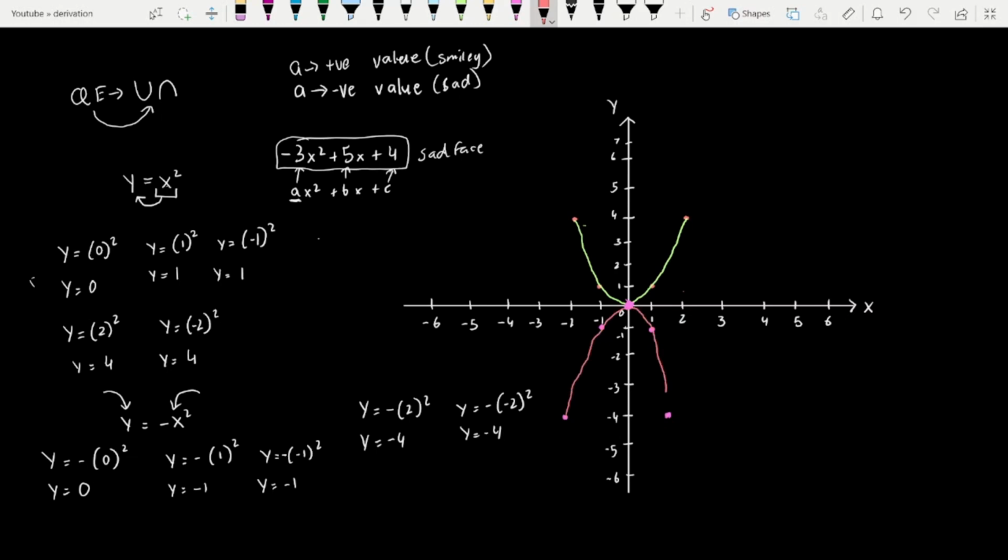They resemble a sad face. This right here is a sad face. That up there was a smiley face. That is how you basically get sad faces and smiley faces from your quadratic equations.